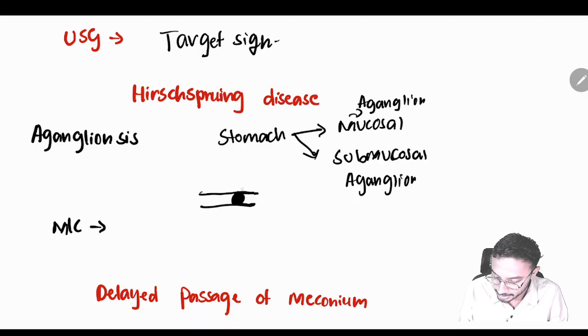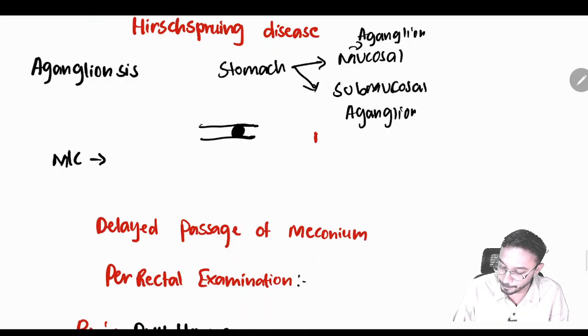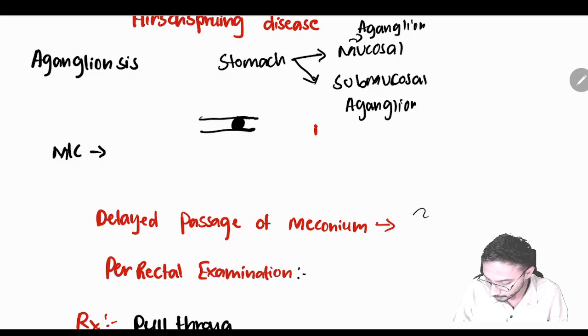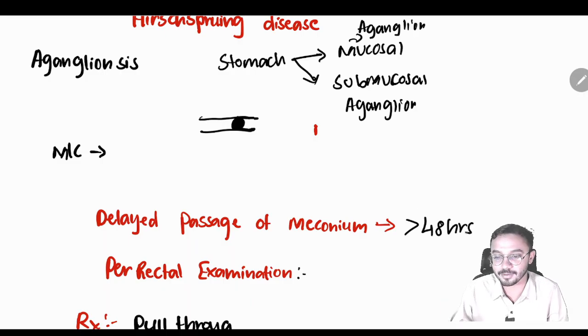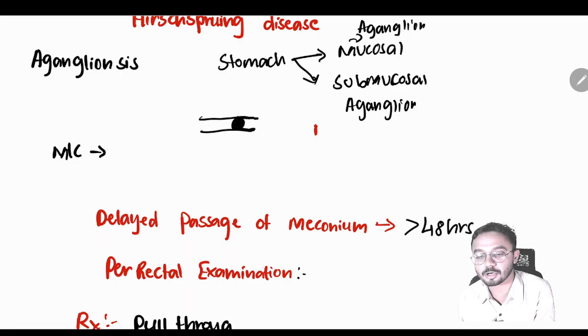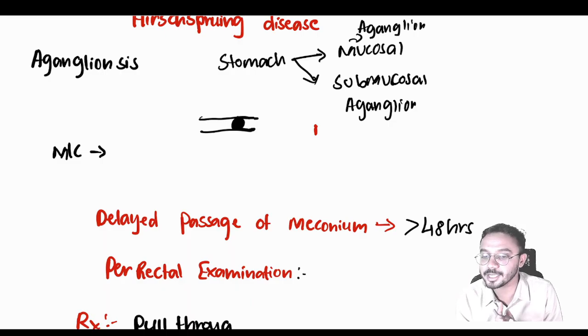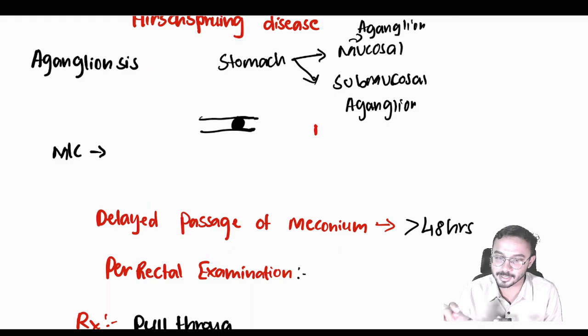So that's why in the exam they will always mention delayed passage of meconium. That is, after 48 hours the baby is still not passing meconium, that is known as Hirschsprung disease. In which disease condition? Hirschsprung disease. Why? This is the reason. The ganglion is not functioning properly, so peristaltic movement is lost, and the stool gets stuck in this region itself.